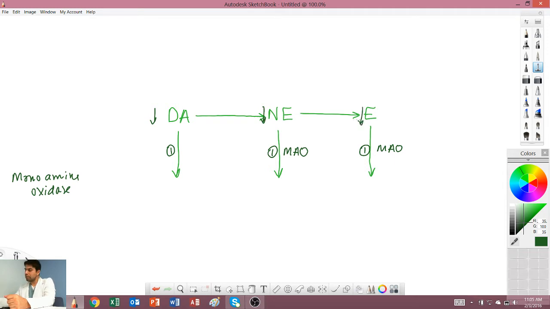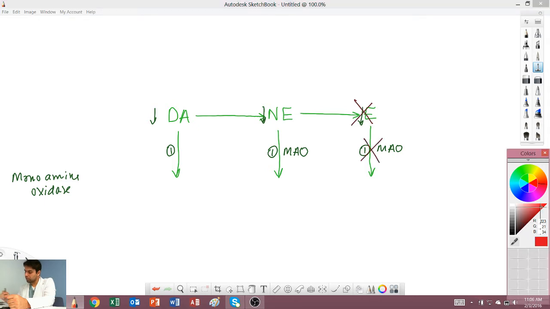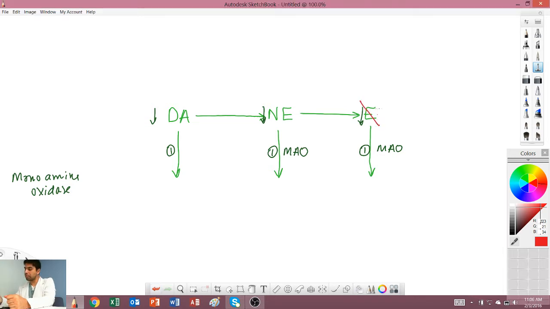We're not going to talk about epinephrine because it's not found in the CNS. I'll keep it, but just ignore it because it's primarily produced by the adrenal medulla. As far as I know, the adrenal medulla is on top of the kidney, not in the brain, so it wouldn't affect your behavior or your state of consciousness and so forth, right? Okay.